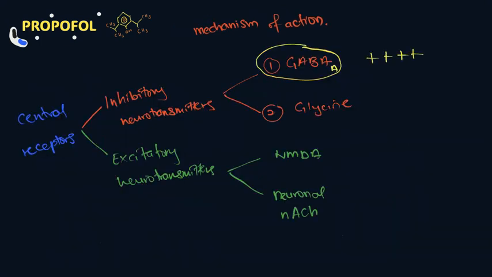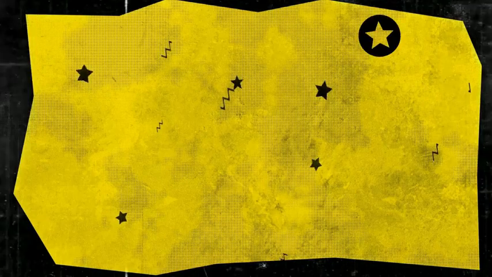So at a glance, propofol significantly enhances the effect of GABA-A at the GABA receptor complex. Some minor enhancements are seen at glycine receptors, no effect at NMDA receptors, and there is an antagonistic effect at neuronal nicotinic acetylcholine receptors.